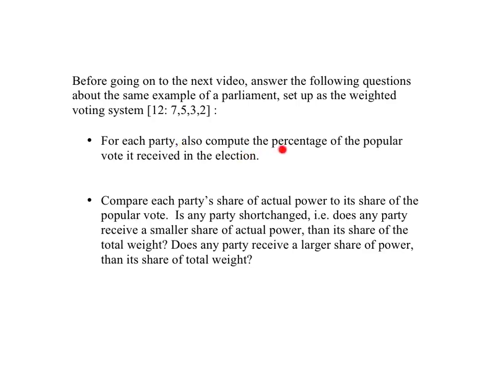Determine for each party the percentage of the popular vote it received in the election. So 7 million votes is what percentage of the total number of votes? And then compare each party's share of actual power to its share of the popular vote. The share of actual power is what we computed on the previous slide. The share of the popular vote is what you're computing here. Is any party shortchanged? Does any party receive a smaller share of actual power than its share of the total weight? Does any party receive a larger share of power than its share of all the votes?